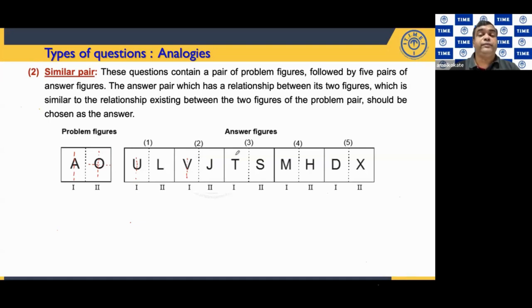J is not symmetric. T is vertically symmetric. S is not symmetric. M is vertically symmetric. H has a vertical symmetry also, and horizontal symmetry also. And option 5, D is horizontally symmetric and X is vertical as well as horizontal. So your problem figure has vertical symmetry in the first part and vertical as well as horizontal symmetry in the second part. So your correct answer will be option 4. Is that okay? Fine. So again, this is a symmetry logic I'm saying.